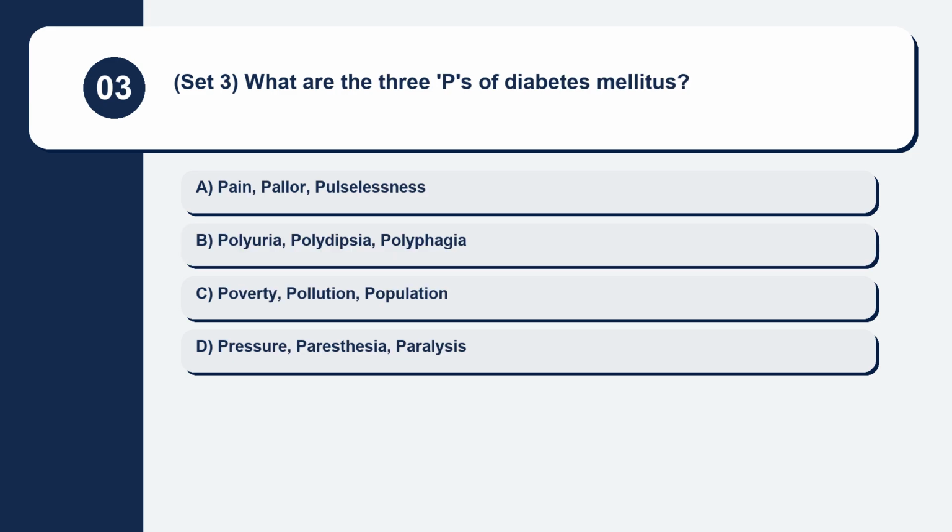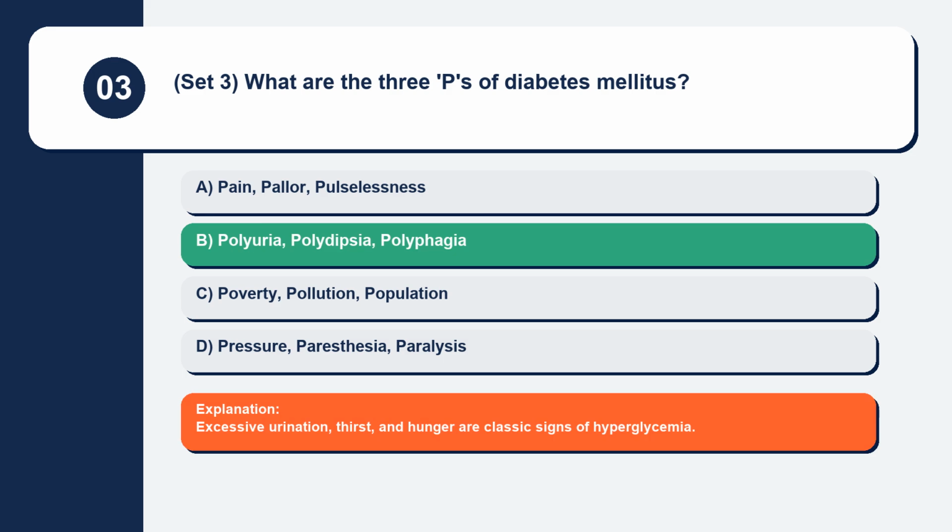Question 3. Set 3. What are the 3 P's of diabetes mellitus? Pain, pallor, pulselessness. Polyuria, polydipsia, polyphagia. Poverty, pollution, population. Pressure, paresthesia, paralysis. Excessive urination, thirst, and hunger are classic signs of hyperglycemia.